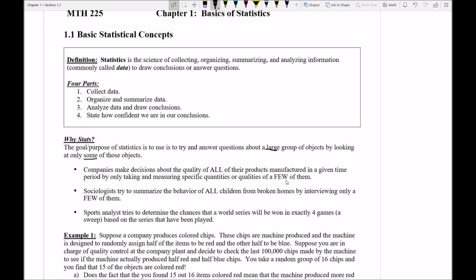In fact, in the next video, we'll take a look at a first such example down in example number 1 to try to get a sense of how exactly this statistical process and these 4 parts really come together to help us answer big, difficult questions.